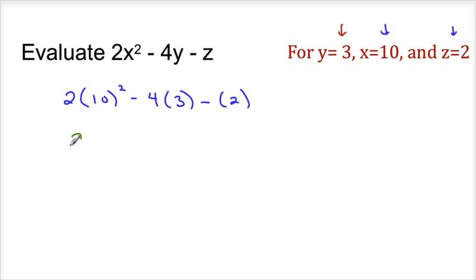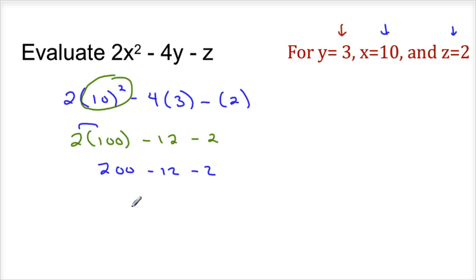Going left to right, so this is 2 times 100, evaluating my 10 squared. Minus 4 times 3, which is minus 12. And then minus 2. 2 times 100, I get 200. Minus 12, minus 2. 200 minus 12 minus 2, I get an answer of 186. Excellent.